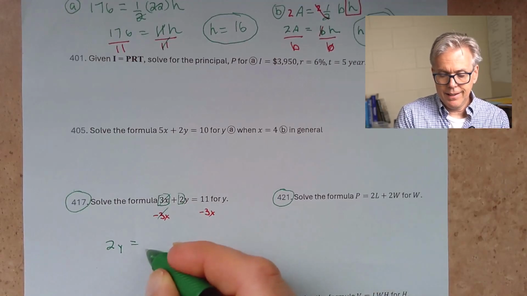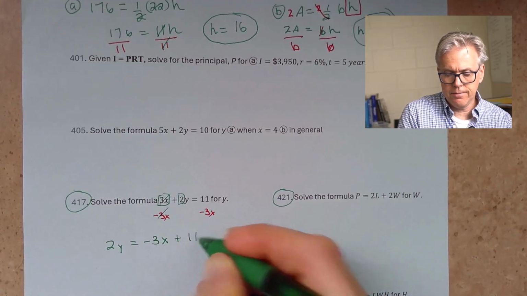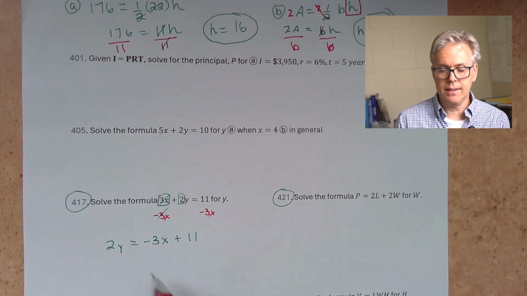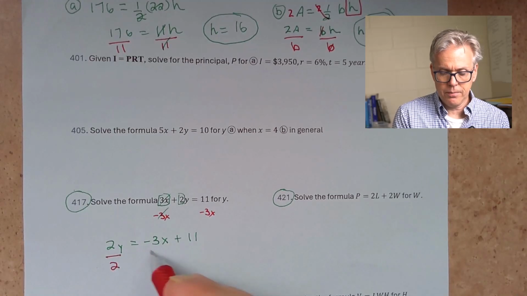Equals. Now, I'm going to slide this negative 3x in first, and you'll see why in the next unit. It'll just feel a little better that way. Now divide through by 2.